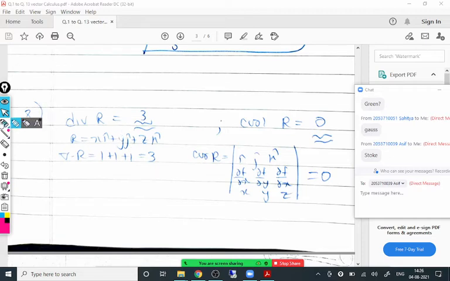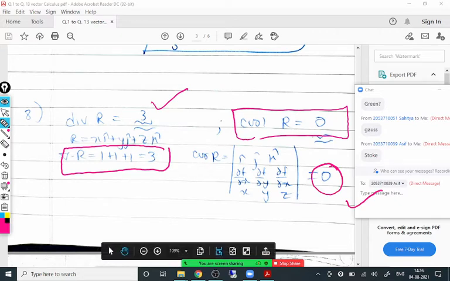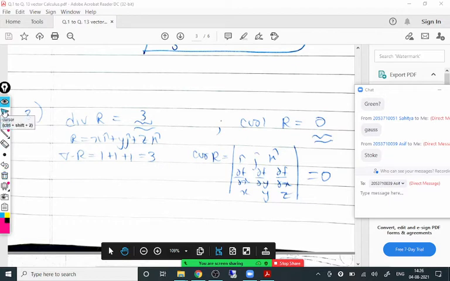Here both the results are written. Divergence of r bar is 3 because del dot r bar is 3, and curl of r bar is 0. So r bar is an irrotational field. The position vector is itself an irrotational field.